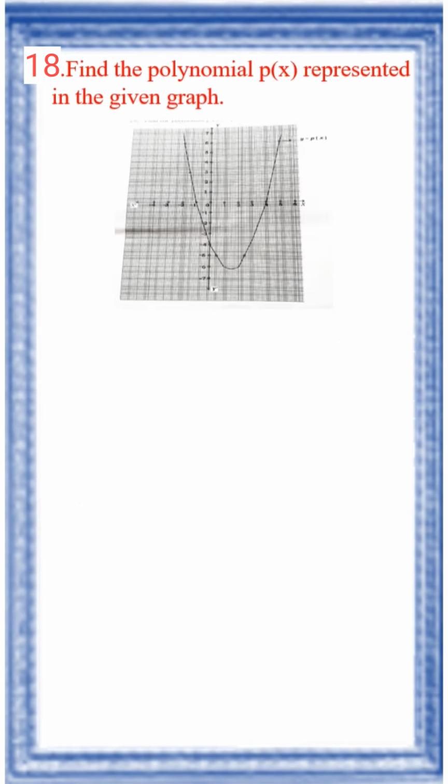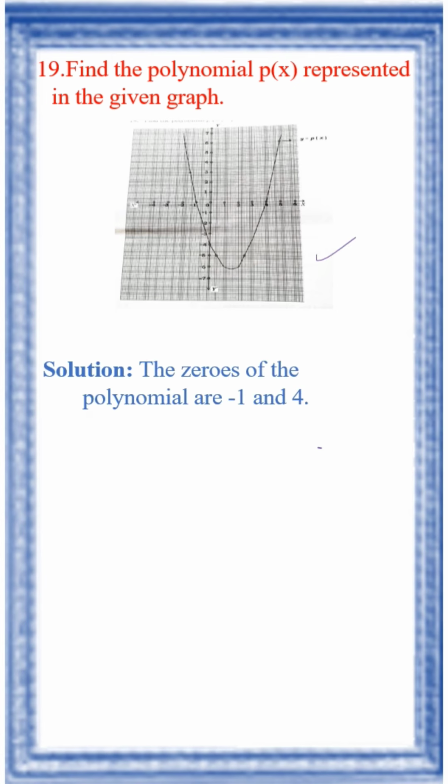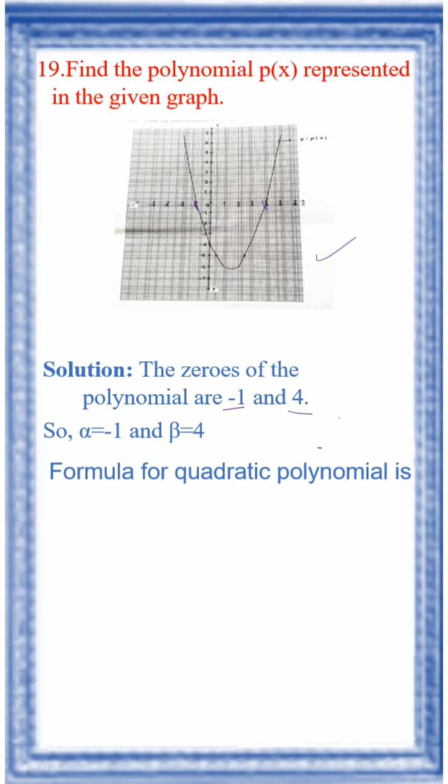Now find the polynomial p of x represented in the given graph. This is the graph. Here the zeros of the polynomial are minus 1 and 4. This is minus 1, this is 4. Now alpha is equal to minus 1, and beta is 4; these are the roots or zeros of the polynomial.